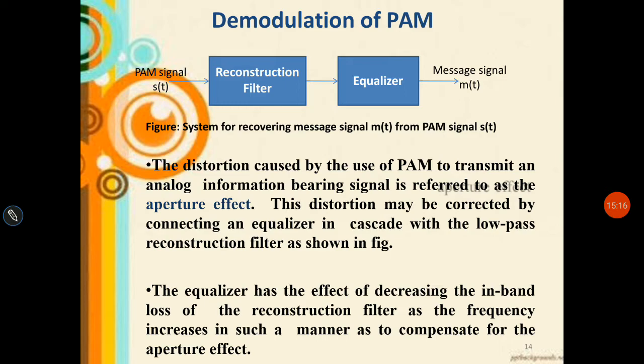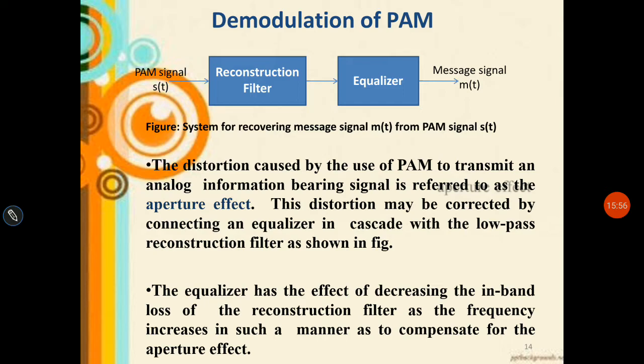The distortion caused by the use of PAM to transmit an analog information bearing signal is referred to as the aperture effect. This distortion may be corrected by connecting an equalizer in cascade with the low-pass reconstruction filter as shown in the figure. That means there will be some distortion that will be caused by the PAM signal.